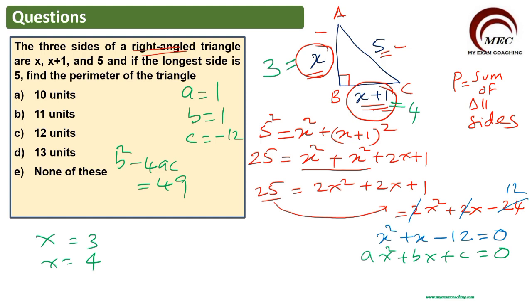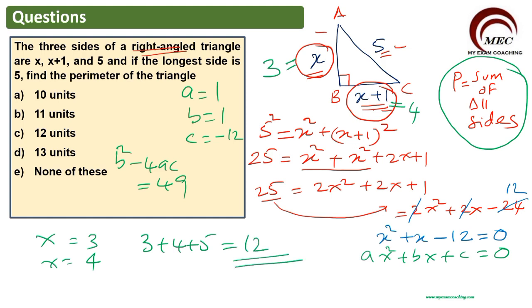What we want to find out? We want to find out the perimeter of the triangle. What is perimeter of the triangle? Sum of all three sides. How to find out the sum of all these sides? That is 3 plus 4 plus 5, which is equal to 12 units. So 12 is the correct answer. Accordingly, you can mark your correct answer as option C, 12 units.